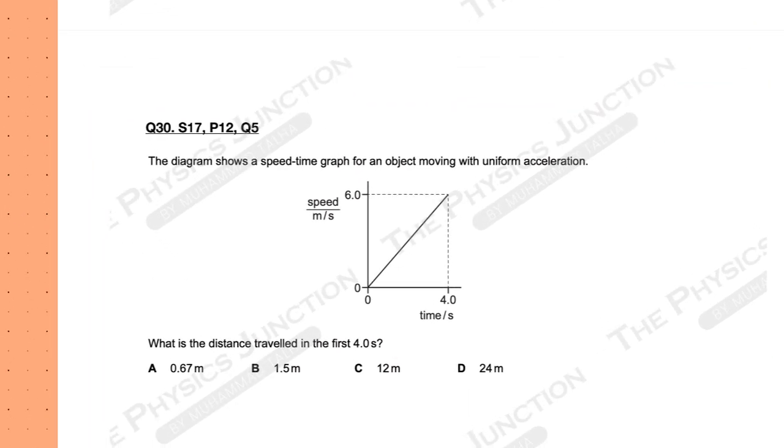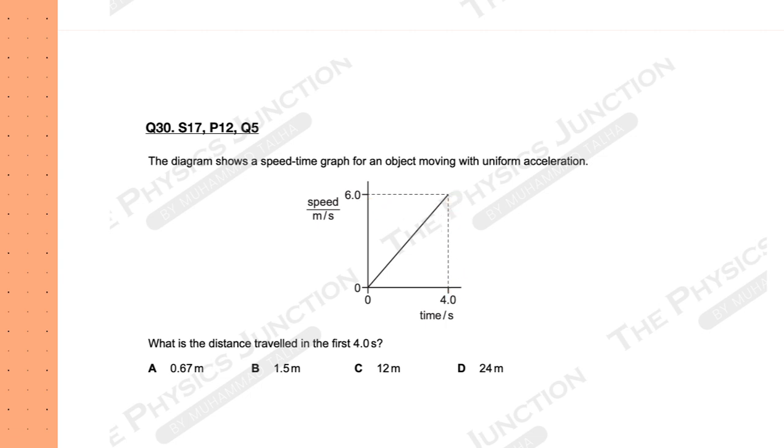Let's try out this one. The diagram shows the speed time graph for an object moving with uniform acceleration, distance traveled in the first 4 seconds. Also, as a general advice, just forget the formula that you've ever studied before, which is distance equals speed multiplied by time. Just use area under the graph whenever you see questions related to graphs, because that's also going to work out in cases where those formulas can apply. But with a case like this, if you use speed times time, the answer is going to be wrong.